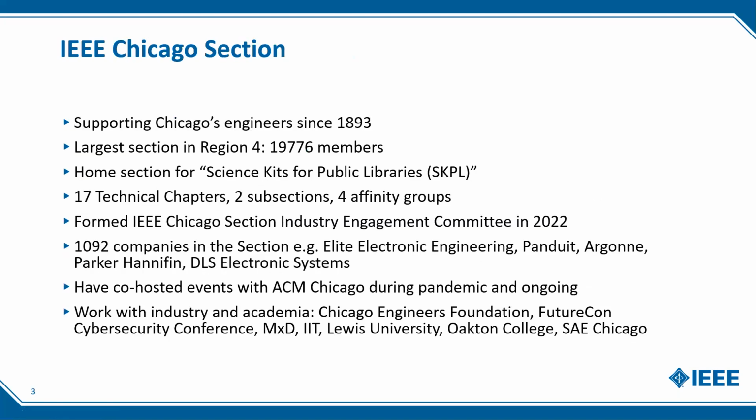So what is the IEEE Chicago section? Well, first of all, IEEE itself is an organization that supports professional electrical and electronic engineers. In fact, IEEE stands for Institute of Electrical and Electronics Engineers. And Chicago is the section for IEEE, Chicago. And we've been supporting Chicago's engineers since 1893. We are the largest section in Region 4. So IEEE has different regions around the world. And we have almost 20,000 members.